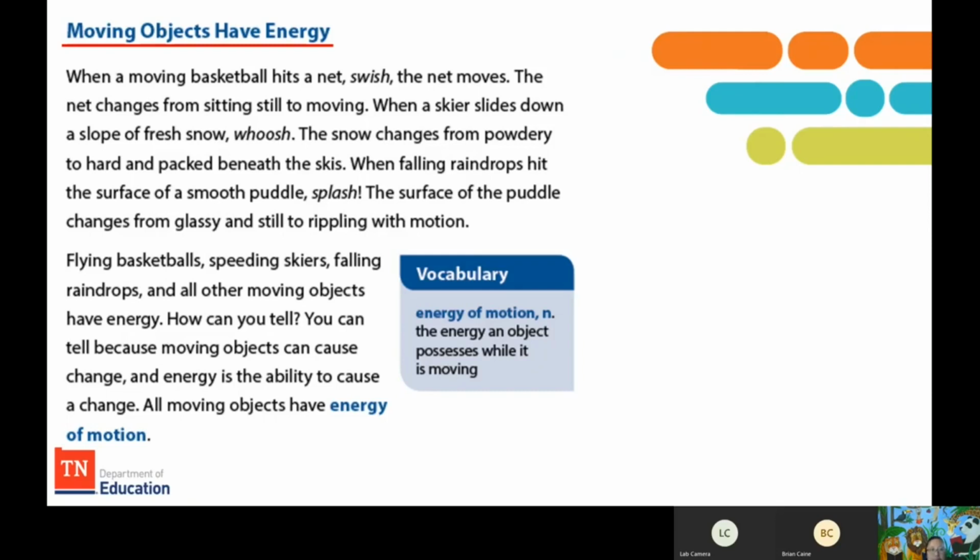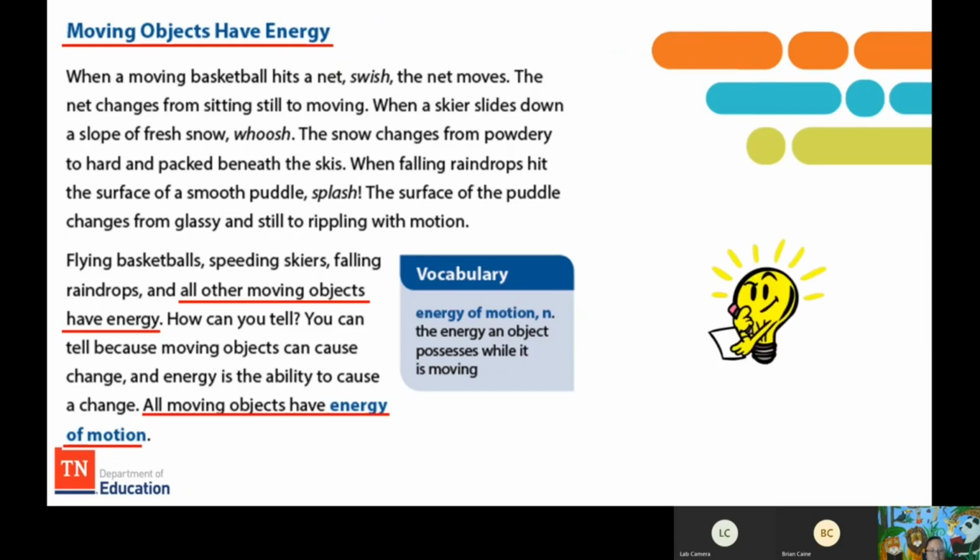Flying basketballs, speeding skiers, falling raindrops, and all other moving objects have energy. How can you tell? You can tell because moving objects can cause change, and energy is the ability to cause change. All moving objects have energy of motion. So we have that energy of motion, which is the energy an object possesses while it's moving. So that's our big idea about energy today, is that we have energy of motion. So that vocabulary box really highlights for us this phrase.